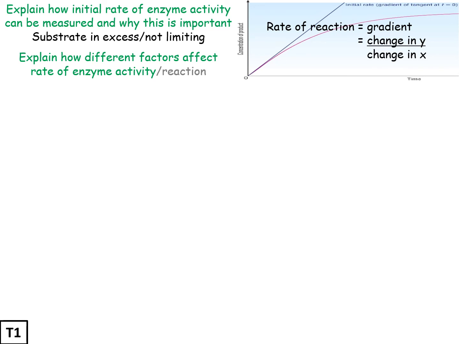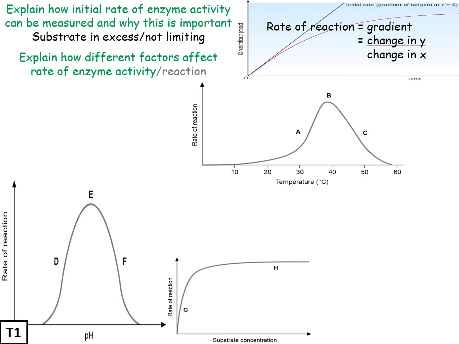Explain how different factors affect rate of enzyme activity. So we should know 3 different factors. There's temperature, pH, and substrate concentration. Obviously, a 4th example would be enzyme concentration as well, but these are the 3 that you specifically need to know for A level.